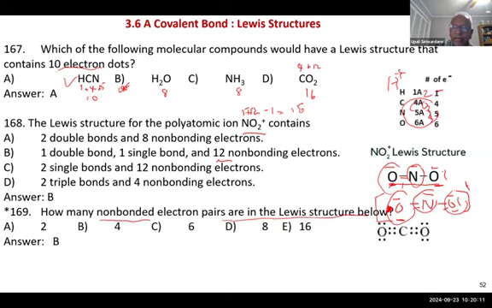The Lewis structure is this. What are the non-bonded? This is here, this is here, there are 8 electrons, 4 pairs. This is a double bond, this is a double bond, therefore 4 electron pairs. 4 is B. That's how you get it, B.